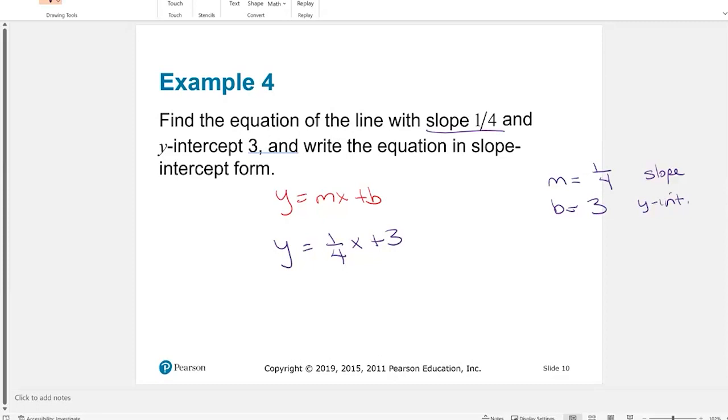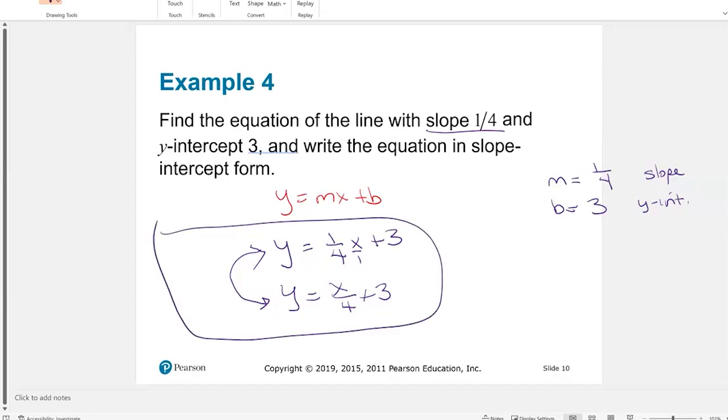I had someone who came to office hours who was a little confused about this, but this is exactly the same as x over 4 plus 3. So 1/4 times x is the same as x over 4, because x is really the same as x over 1. When we multiply two fractions, we multiply the numerators and then we multiply the denominators. So this is the answer. They're both exactly the same, and whichever form you like better, use it.